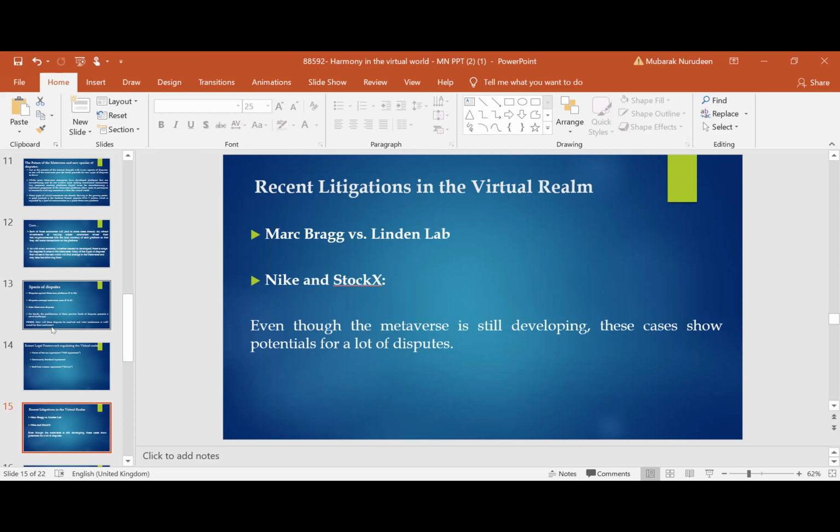And of course, we also have Nike and StockX, which is basically a dispute between Nike and StockX in relation to the use of marks and logos within the metaverse space.